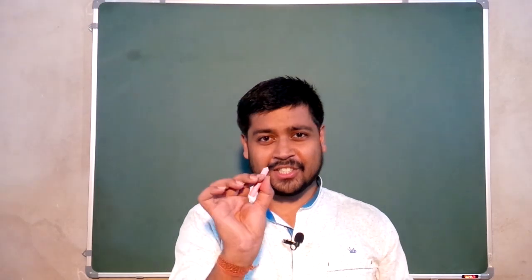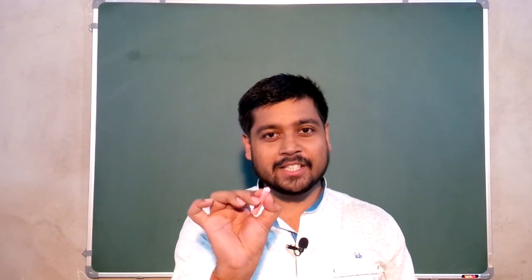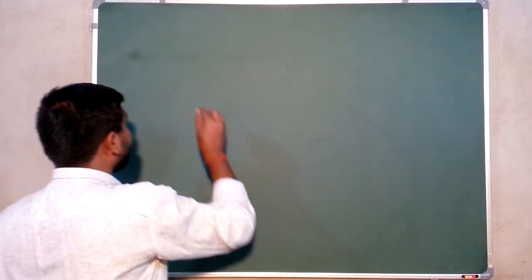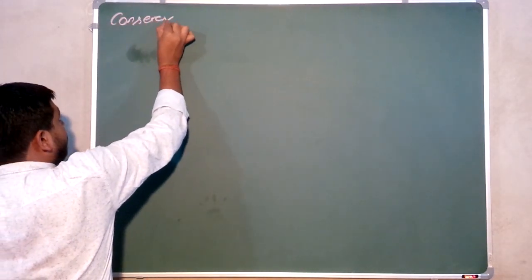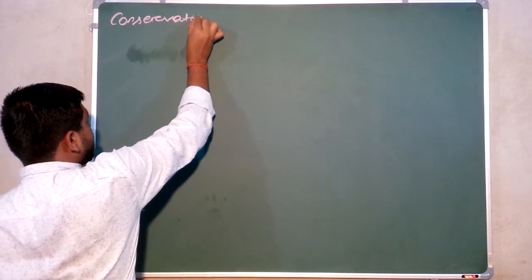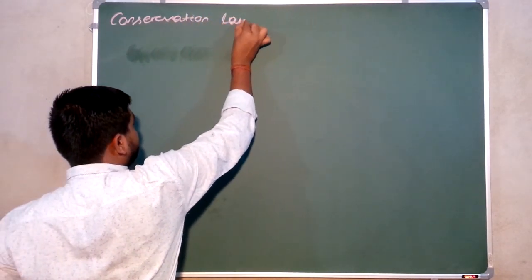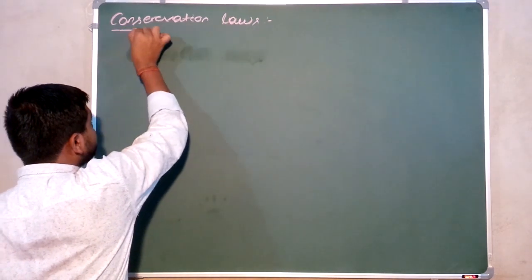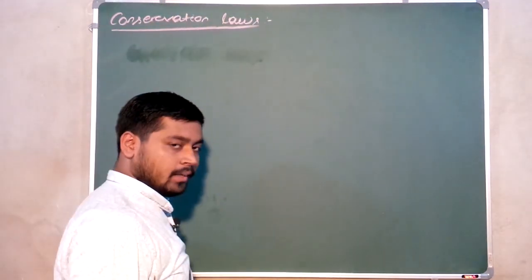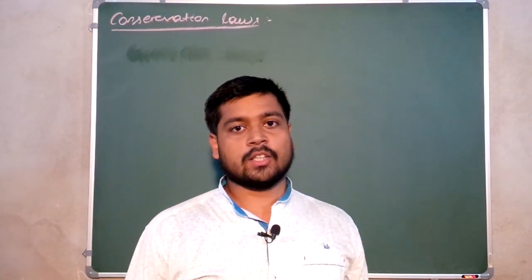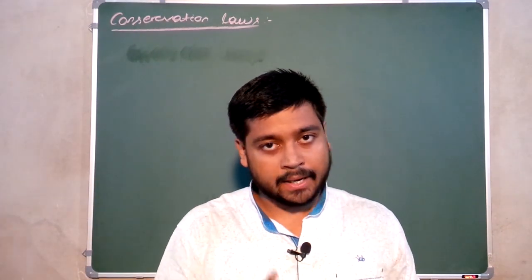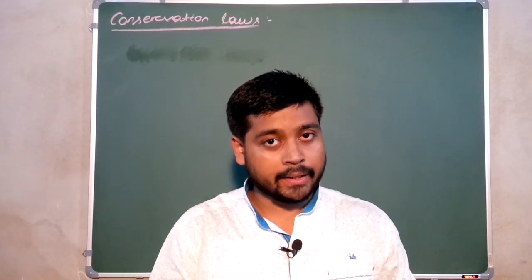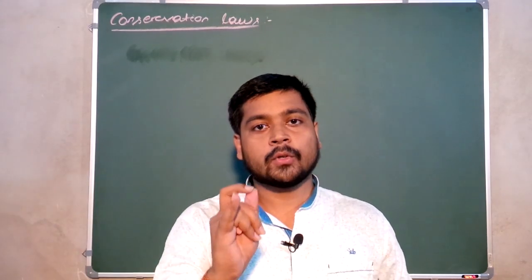Start the lecture on conservation laws. What is it? Conservation laws. In classical mechanics, we study three types of conservation. First one is conservation of linear momentum, the second one is conservation of angular momentum, and the third one is conservation of total energy.